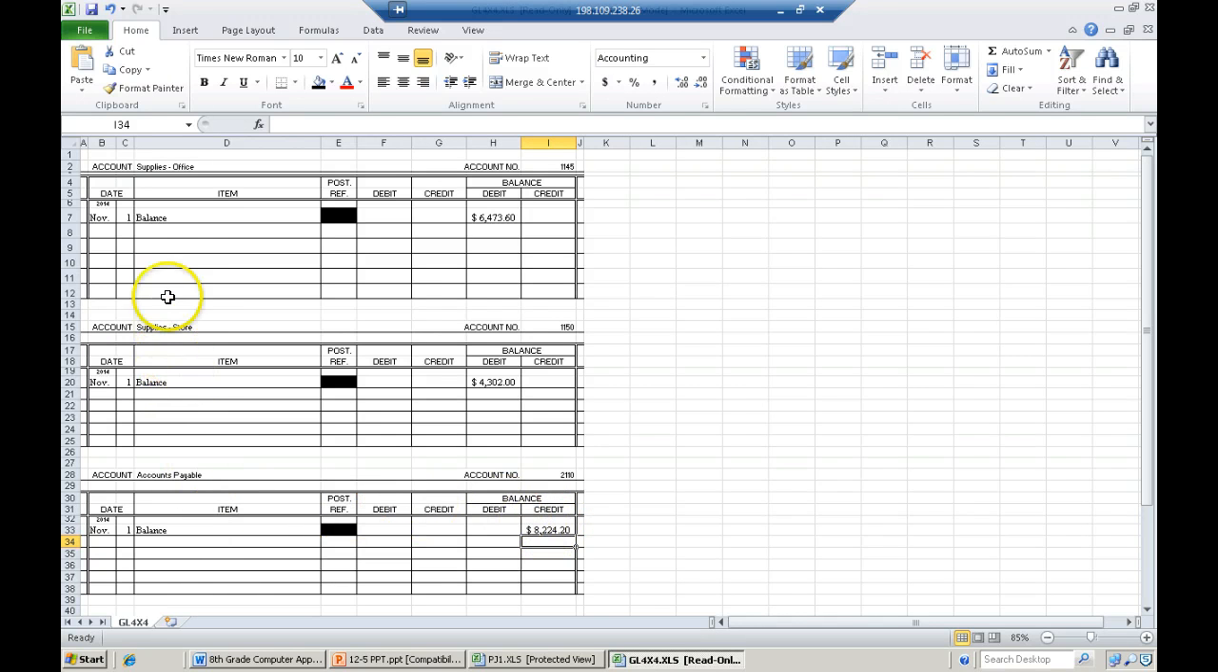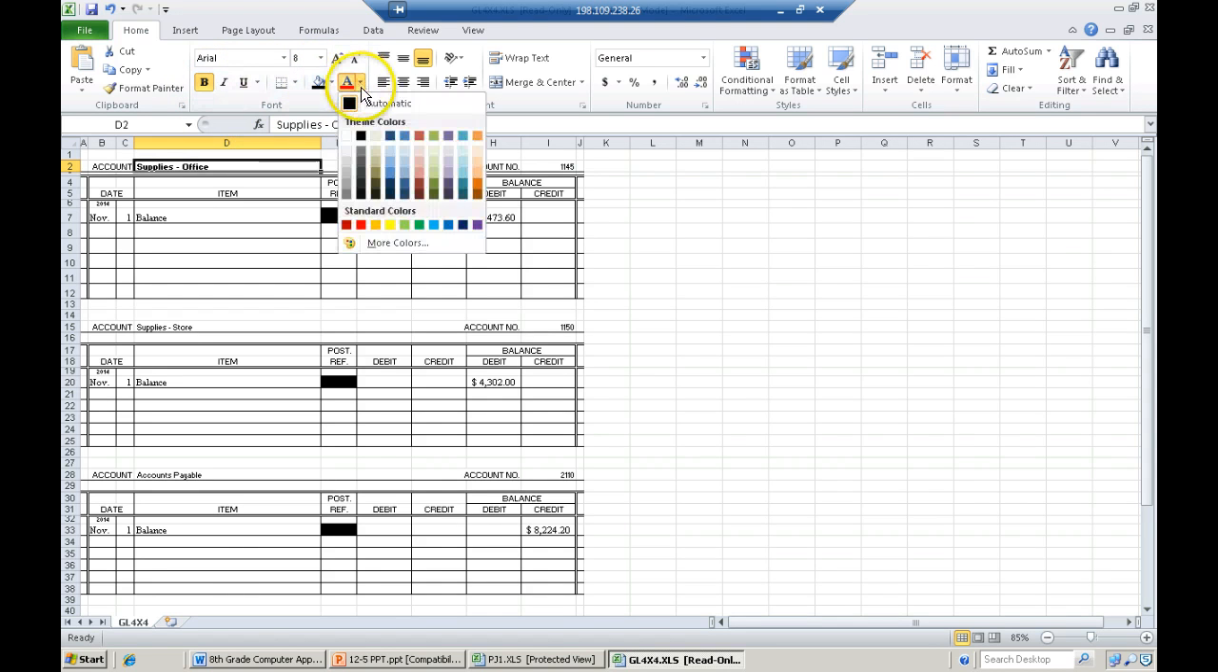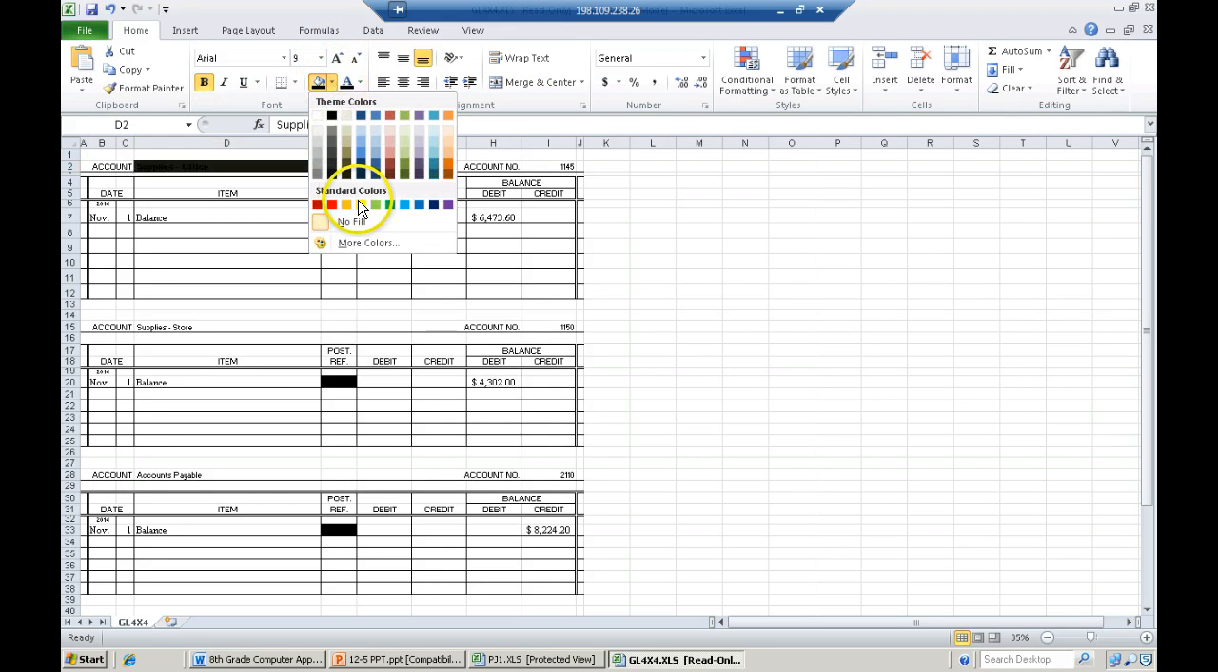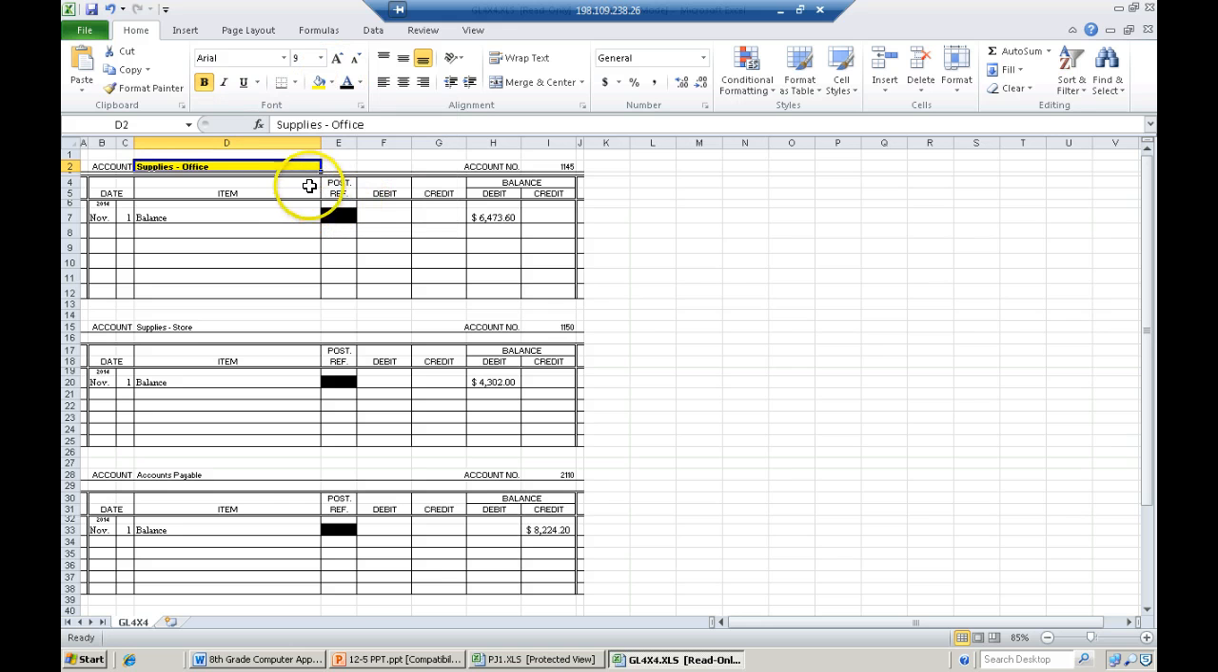Here's what I'd also like for you to do. I want you to highlight each account name, bold it, and apply some type of highlight to it. That's text color. Actually, let's just make it bigger. Maybe fill the cell with yellow. There we go. Actually, if we hit Format Painter, we can click that cell and it'll do it for us automatically. So I'd like for you to do that at this time.